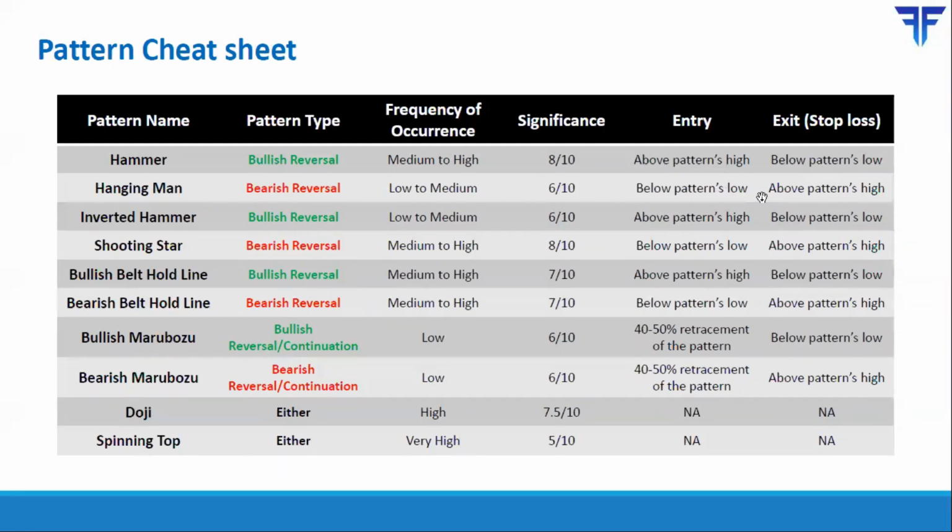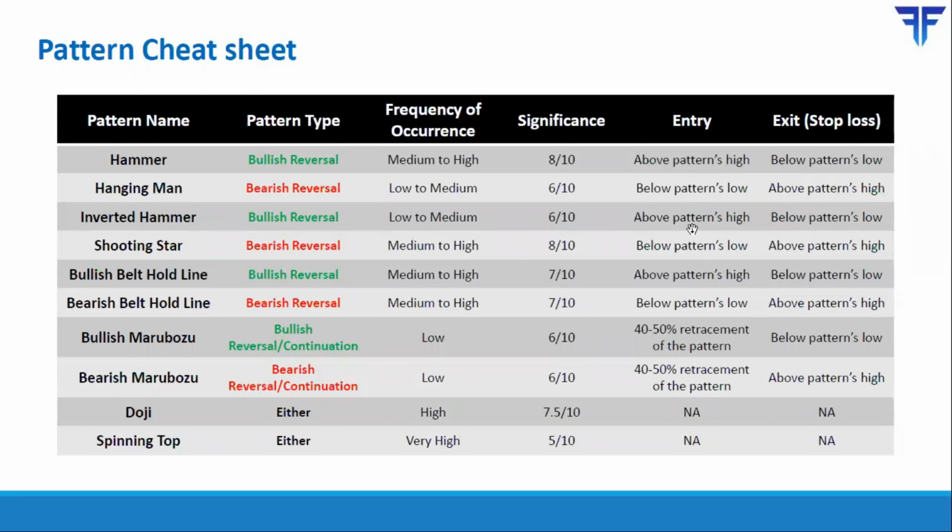Now, where do you place your entry and stop loss? Entry will be below the low of the hanging man, while stop loss will be above the high of the hanging man. Inverted hammer, it's a bullish reversal pattern. Frequency of occurrence is low to medium. I would give it a rating of 6 out of 10. In fact, I would prefer trading on a hammer than on an inverted hammer.